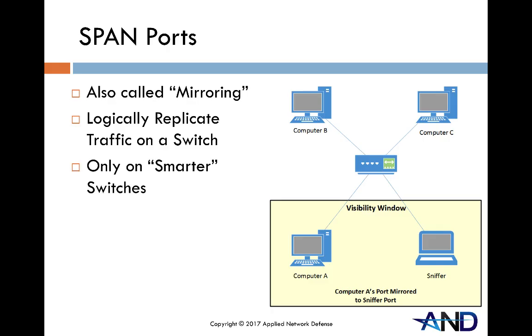Now, it's important to note that this is only on smarter switches, so to speak. So many of your cheaper home switches, your $50 D-Link switches or things like that you might find at Best Buy, those are not going to have the ability to mirror ports. Some of them will, but for the most part, those home switches will not. You're really going to find this mostly on enterprise level switches and even some of the intermediate office level switches.